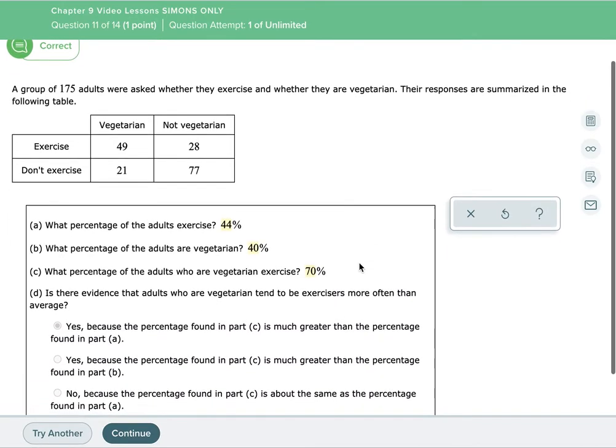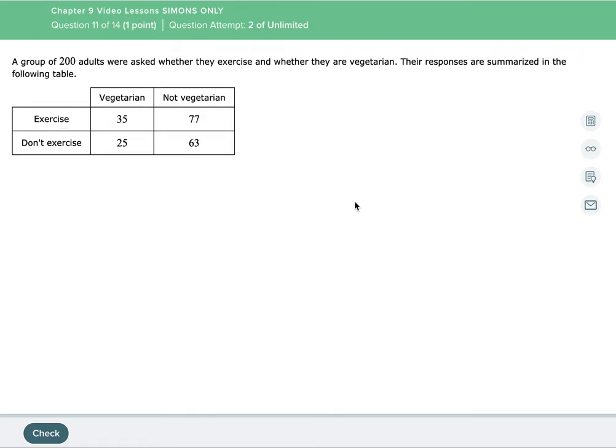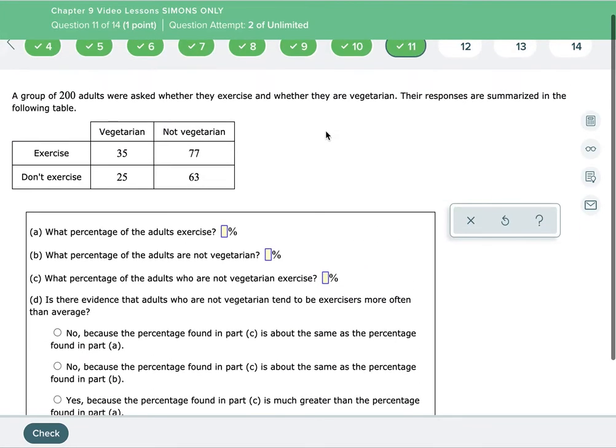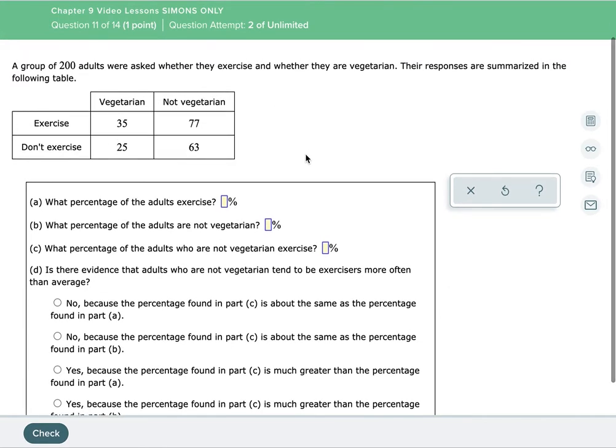All right, let's try another one. I like to do 2 of these for you guys. Hope that it sticks. All right, here we go. Vegetarians, non-vegetarians again. At least I don't have to explain it again. 200 people are asked this time. So my total sample population is 200 people. Again, vegetarians, non-vegetarians, and whether or not they exercise.